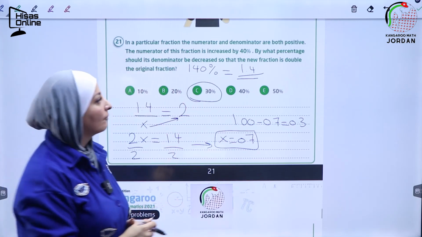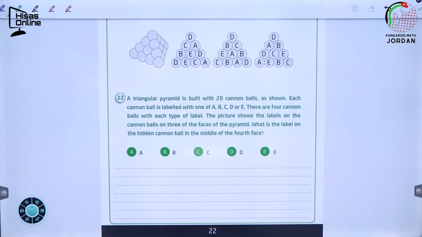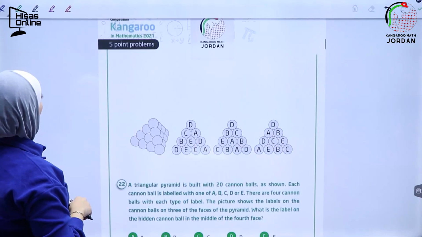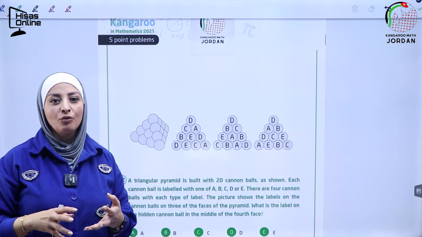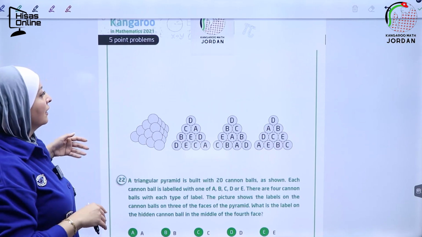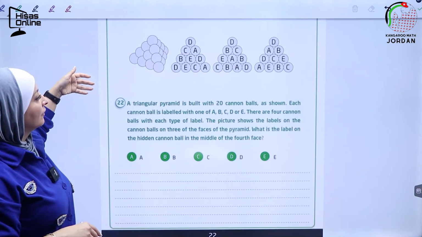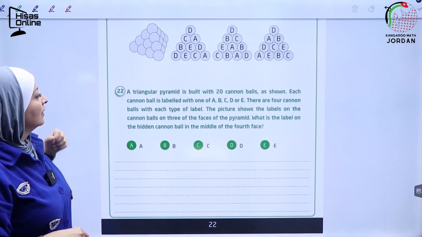Okay? Let's move on. Question 22, also a 5-point problem. So we start to have more critical questions. You need to think deeply in each question from now on. Okay, let's see this question.